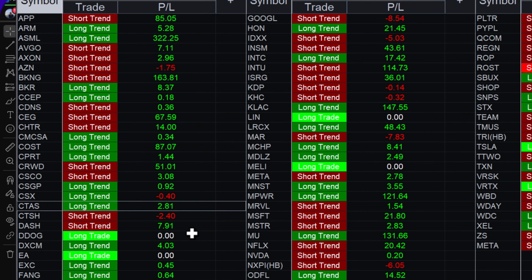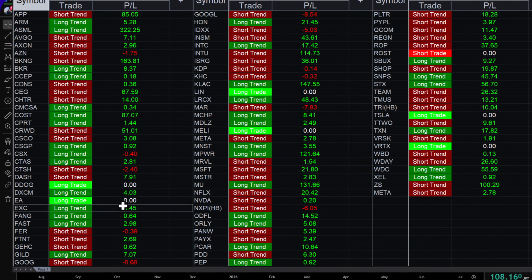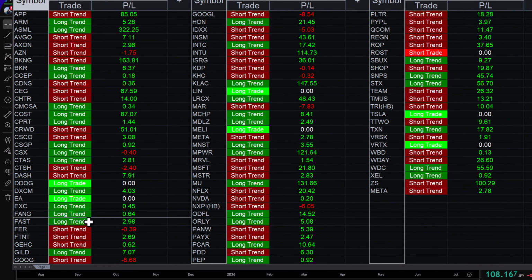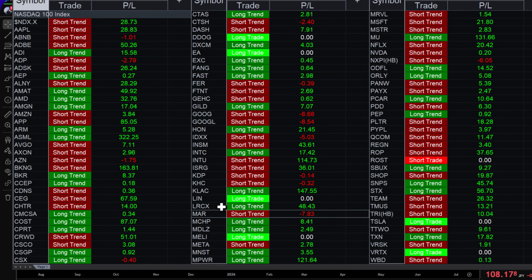CRWD up $51. Nice. You can see here DDOG, that's up 0. That's just giving us a new buy signal. So I'll look at that today when the US market opens. Same as EA here, long trend. When it's light green like this, it's giving us a new buy signal. Google down $8.68. That's red. And just really loads of greens on the board, guys.